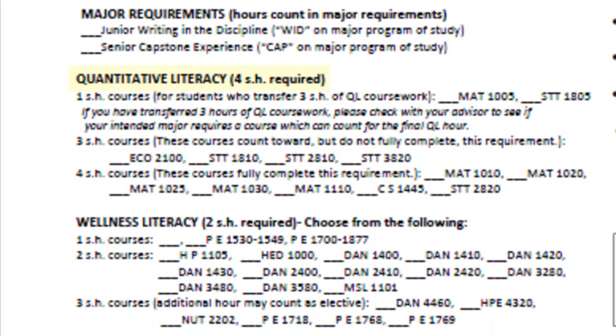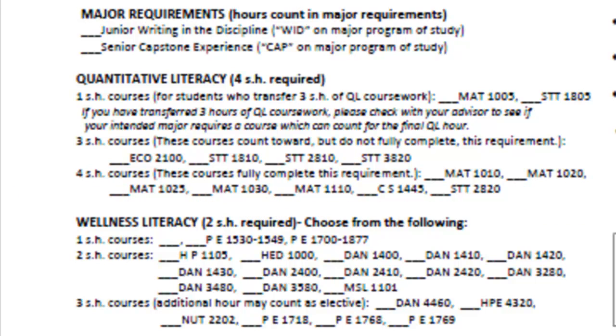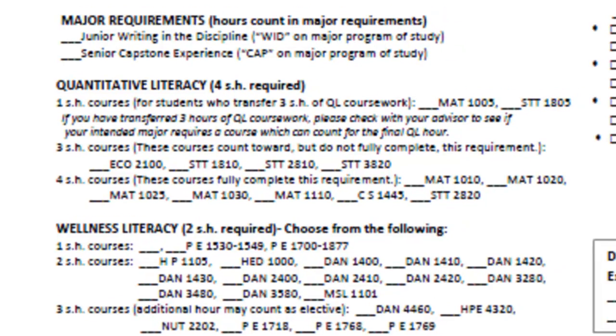Remember from the previous video that you will take 4 hours in quantitative literacy. Some majors require specific courses in this section, so make sure to review your major's program of study before selecting a quantitative literacy course. You will also take at least 2 hours of wellness literacy courses. You can choose from 1-hour PE activity classes like skiing or tennis, or you can choose a 2-hour health and fitness or dance class. There are also a few 3-hour courses that meet this requirement.